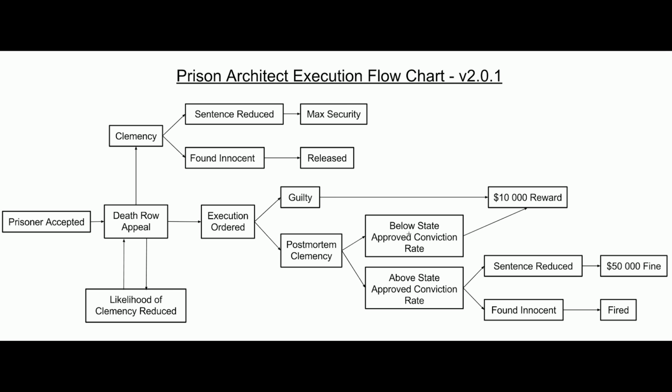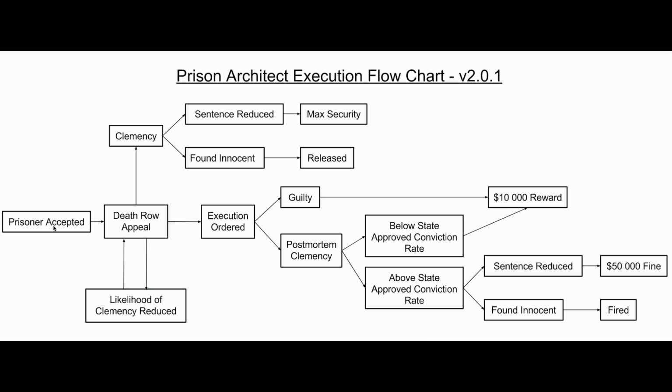However, if he was below that 10%, in our case, because we got the research, we still would have been rewarded that $10,000. So this just kind of shows that you really want to get that likelihood of clemency below the state-approved conviction rate, because after that, no matter what happens, when you execute the prisoner, you're going to get this $10,000 reward. So that sums up that part of the tree there.